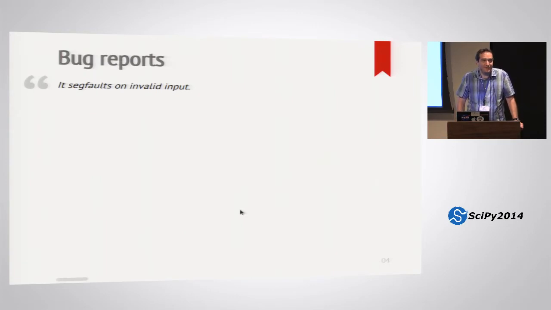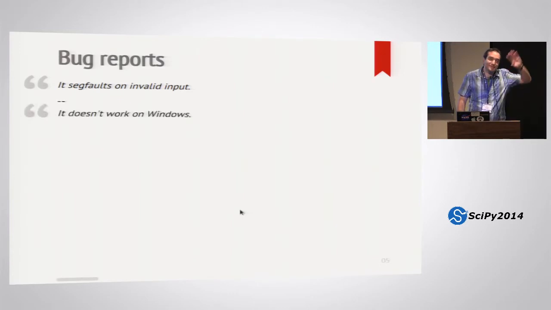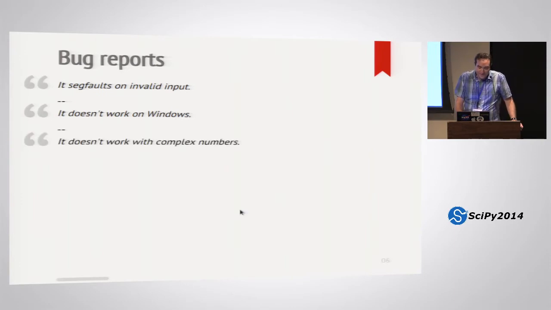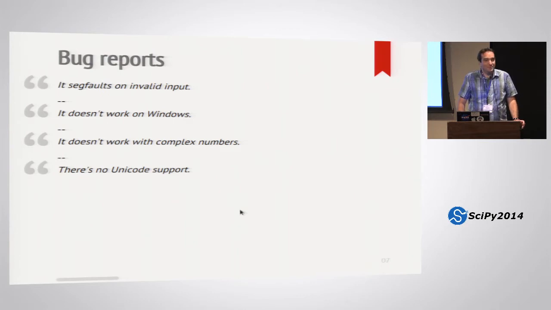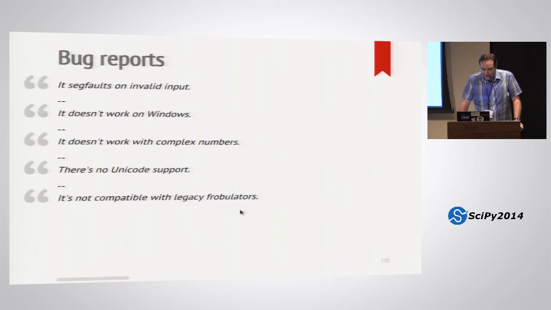It seg faults on invalid input. Okay, now you have to check that invalid input and make sure that it doesn't seg fault. It doesn't work on Windows. Okay, it's got a special case this and that for Windows. It doesn't work with complex numbers. Okay, so now you have this separate code path for complex numbers versus rational numbers, right? Oh, there's no Unicode support. Okay. So now you were happy in ASCII, but now you have to make sure it works with all these foreign characters that Americans never care about.